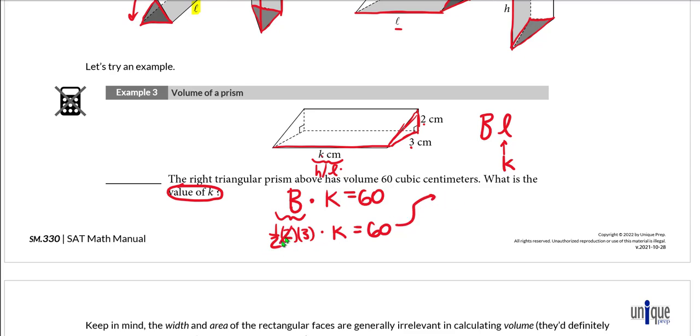1/2 times 2, the 2's will cancel, cannot use the calculator here. We get 3 times K equals 60. We divide by 3, we get K equals 20. Let's make sure that's what they were asking, and we know that our length or our height or our K value is 20.